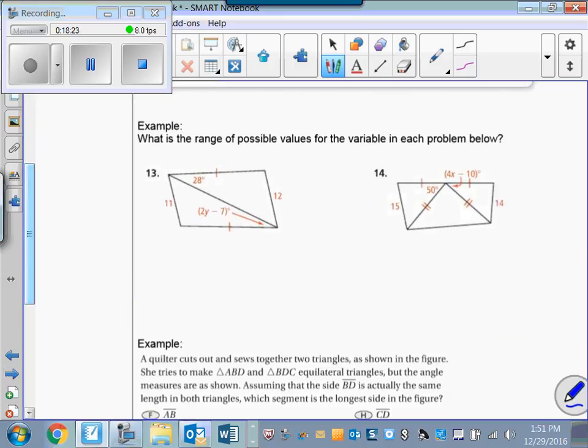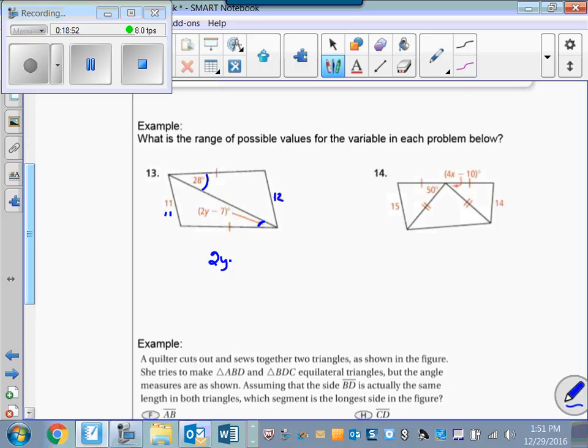Okay, let's look at some more examples. What is the range of possible values for the variable? Ooh, this is a good one. Okay, let's see what we got here. So we're going to use the Hinge theorem and its converse for sure. And let's see, this angle here is across from the side that's 11. 28 is across from the side that's 12. So 28's larger, right? 28 is the larger angle.